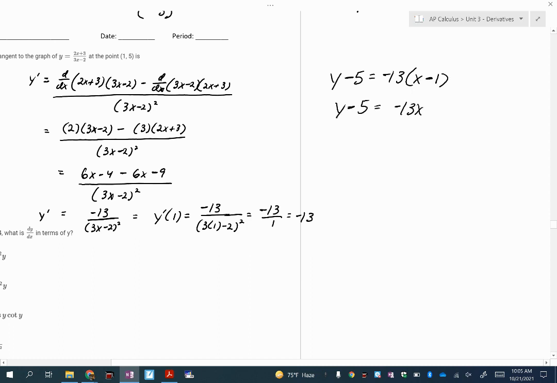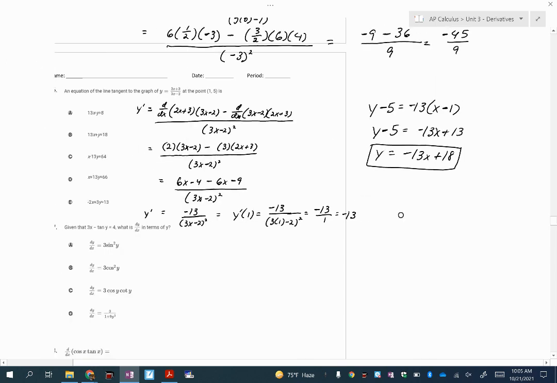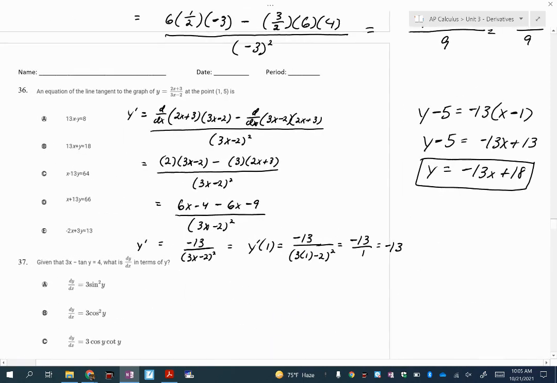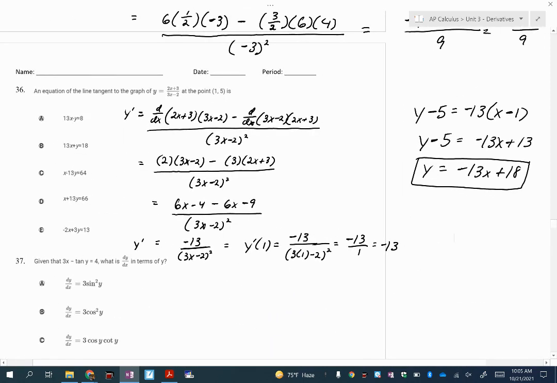Distribute the -13. So y equals -13x. And then if I move the 5 over with, or -5 over with addition, I get plus 18. So I'm looking for this answer. And you'll notice the answer choices for 36 don't look like that. But the one that matches with it, because these are in standard form, is going to be letter B. Because if I move that 13x over, it would become -13x plus 18.